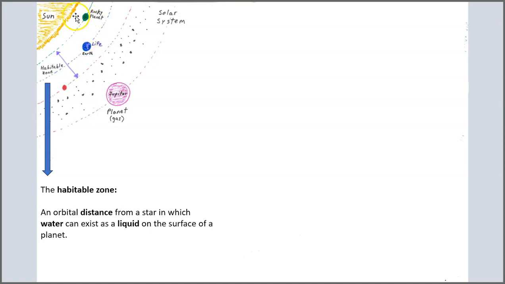If you're closer than Venus, like Mercury, it's so hot that water would be in the vapor form. So it would be water vapor. You couldn't have liquid water. It would be too hot. It would just boil up. And if you're farther than Mars, the water is going to be in the form of ice. So the habitable zone is that zone where water can exist as a liquid on the surface of the planet.